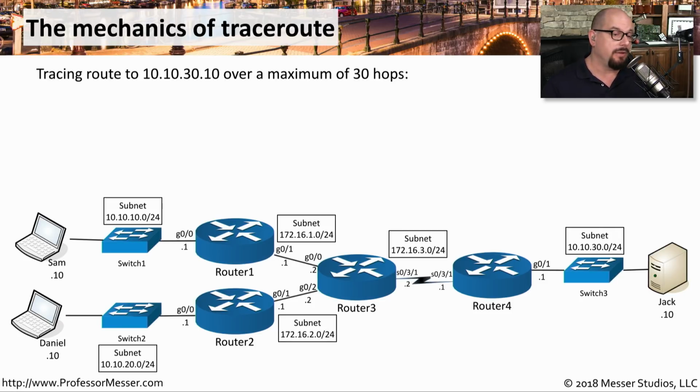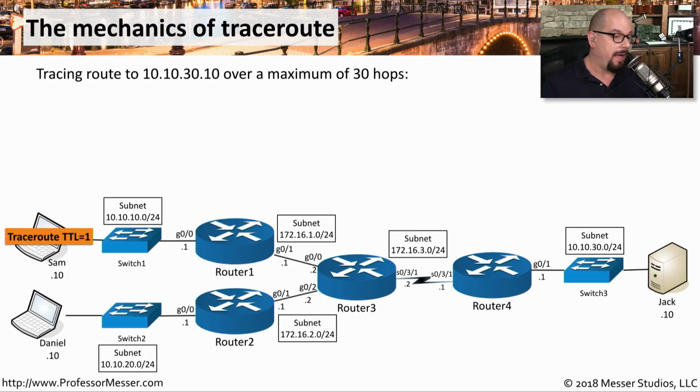Regardless of the operating system being used, the basic operation of traceroute is going to be the same across all of them. Let's say that we're going to traceroute between Sam's workstation and Jack's workstation. We'll perform a traceroute to 10.10.30.10, that's Jack's workstation, over a maximum of 30 hops. That's the default for the traceroute utility.